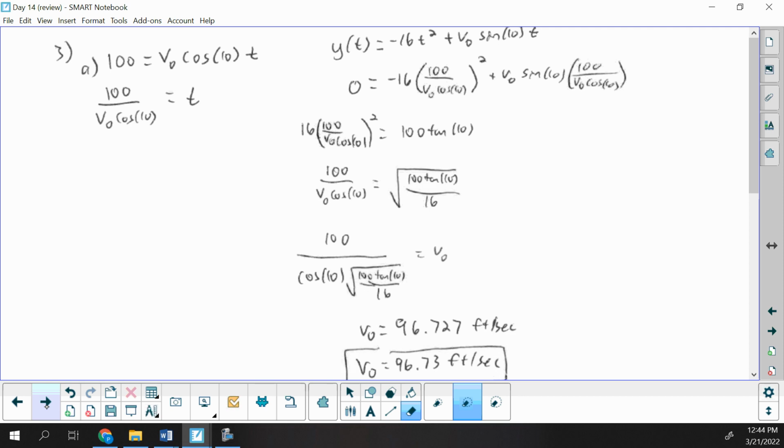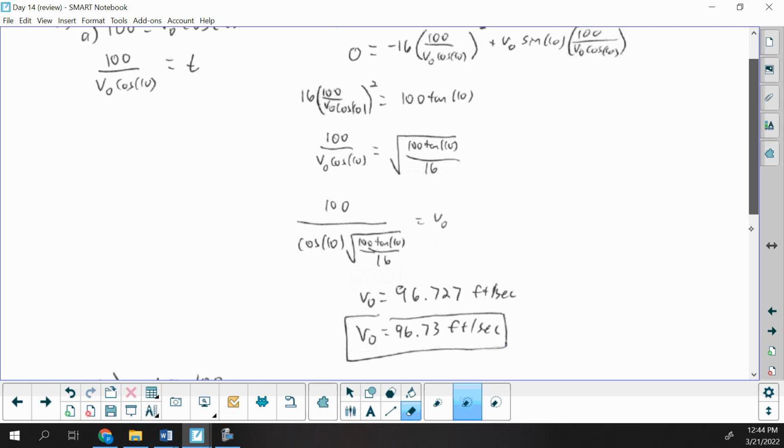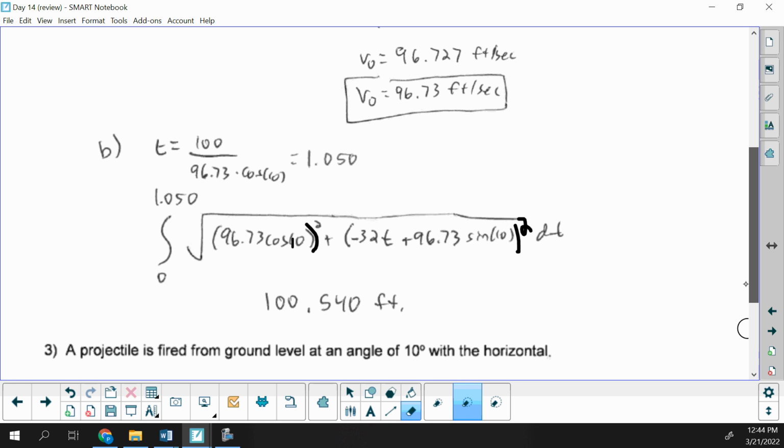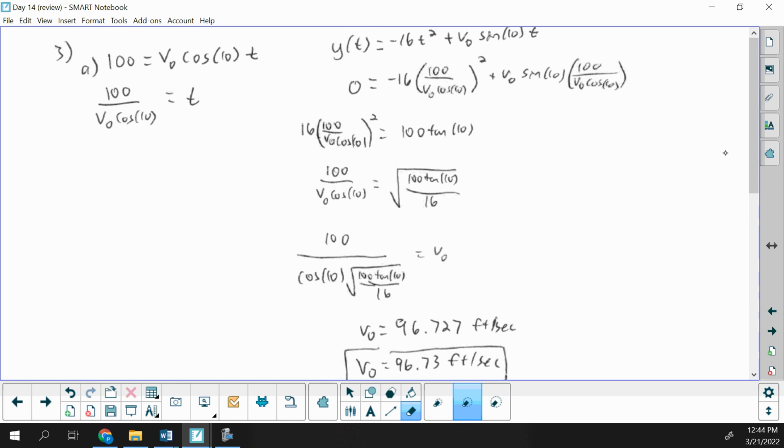Three is a tricky one. So we only know our angle, and we've got an initial height at ground level, so the initial height is 0. Then we want to know what initial velocity will make it travel a horizontal distance of 100. So put 100 in for your x in your x equation.